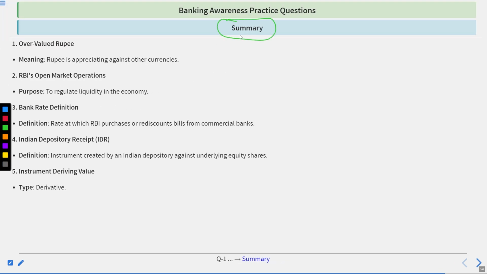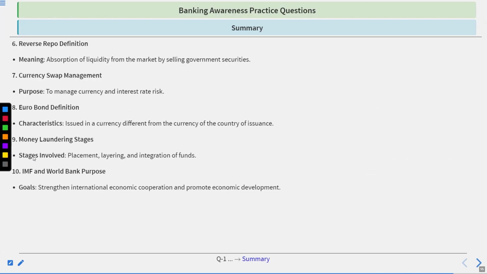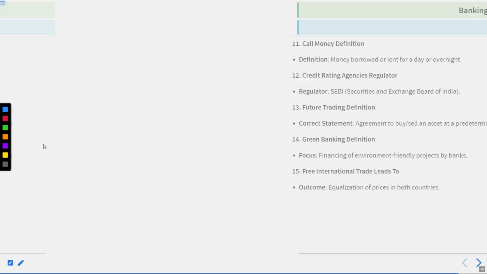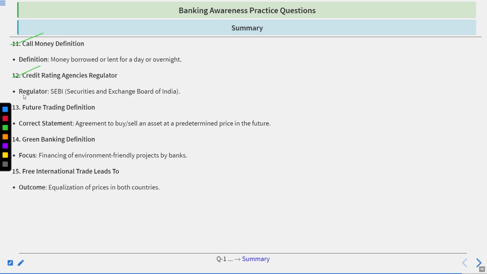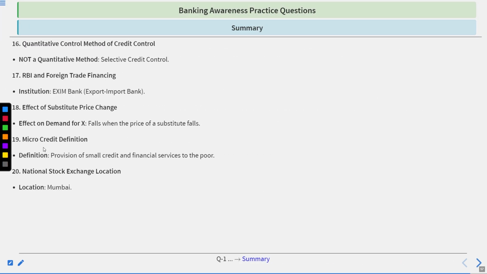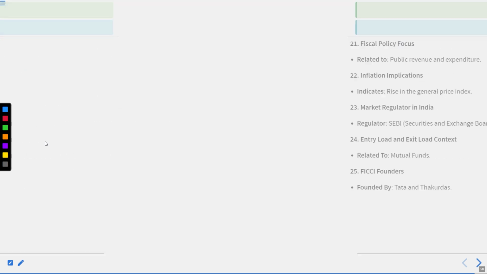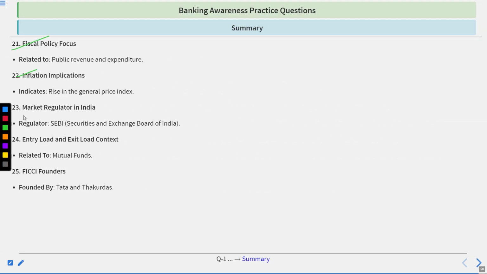Now it's time for the summary. We have talked about overvalued rupees, RBI open market operation, bank rate definition, Indian depository receipt, instrument driving value, reverse repo definition, currency swap management, eurobond definition, money laundering studies, IMF and World Bank purpose, call money definition, credit rating agency regulator, futures trading definition, green banking definition, international trade leads to, quantitative control method of credit control, RBI and foreign trade financing, effective substitute price change, microcredit definition, national stock exchange location. Fiscal policy focus, inflation implications, market regulator India, entry load and exit load context, FICCI founders.